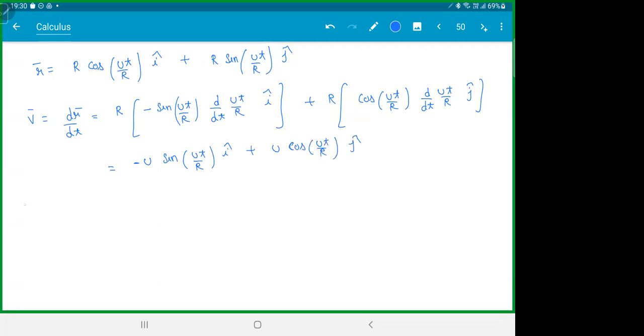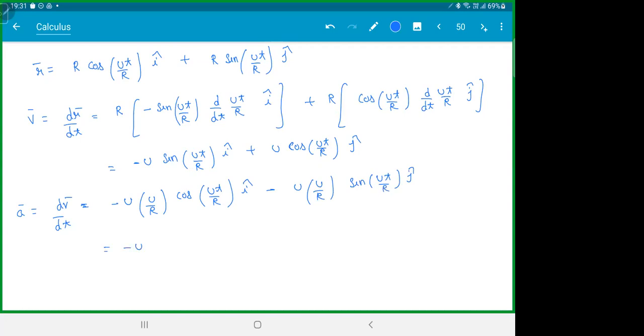Please check your answers. You want acceleration, differentiate the velocity vector now. So basically, every time you differentiate, one u by R will come out, because it is sine of something, so that function inside has to be differentiated. If you differentiate this again, you will get a minus u by R, and sine becomes cos ut by R. Cos will be minus u by R, this will become sine ut by R j cap. So this turns out to be minus u square by R cos ut by R i cap plus sine ut by R j cap.